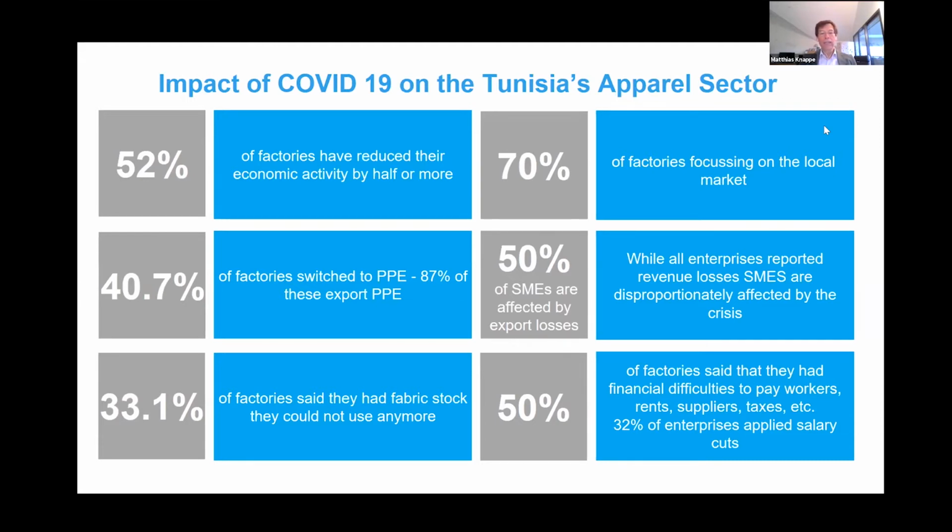33% of the factories said that they had stocks of fabric that they bought for the spring and summer season this year, and they can't use it anymore, which is a big liability for the companies. And 50% of the factories also said that they had financial difficulties to either pay workers, rent, suppliers, taxes, and so on. And at least a third of the companies applied salary cuts for their staff.